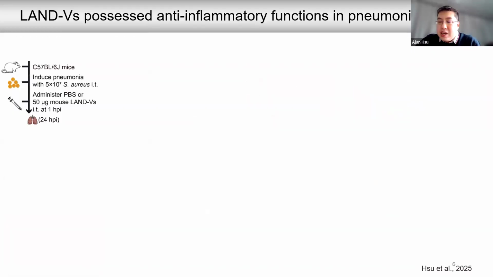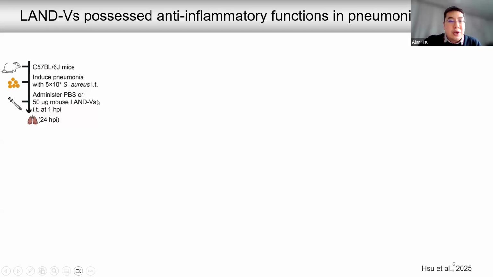So what do these LAND-Vs do? We tested their functions alone, like do they produce ROS, do they move around? No, nothing of that. So because they're formed from neutrophils, we wanted to see if they have any function in the neutrophilic inflammatory system.